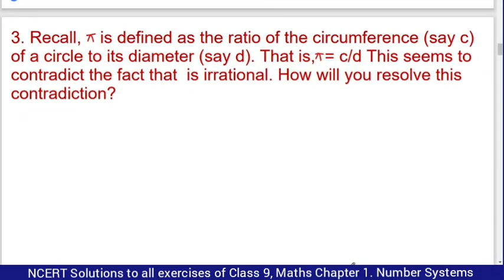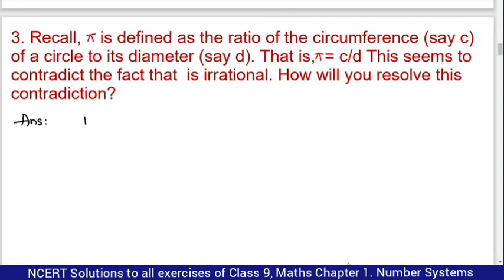Question number 3. Recall pi is defined as the ratio of the circumference of a circle to its diameter. That is pi is equal to c by d. This seems to contradict the fact that pi is irrational. How will you resolve this contradiction?